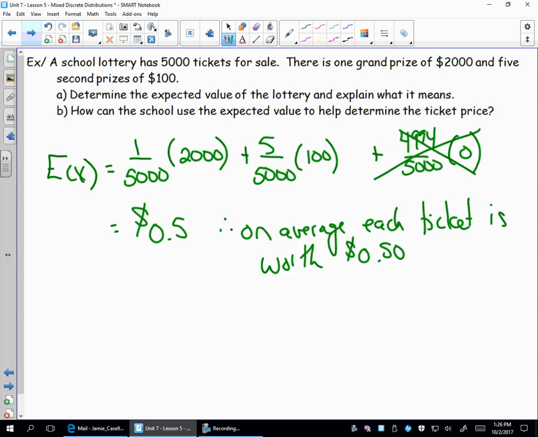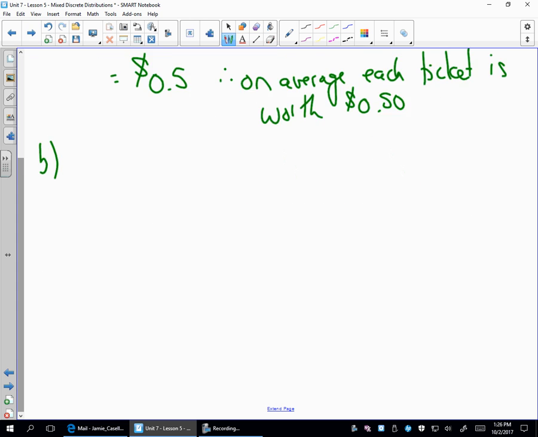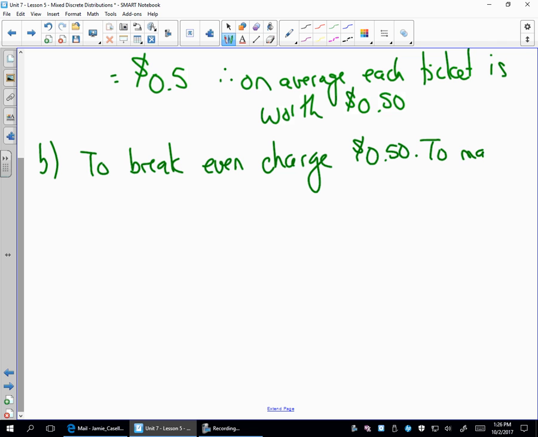Part B, how can the school use the expected value to help determine the ticket price? Well, it depends. Do they want to make money? Do they want to break even? Do they want to lose money? Right, to break even, charge the 50 cents. To make money, charge more than that. Depends on how much you want to charge, right? Then you have the whole question of how much you can charge without people still buying tickets.